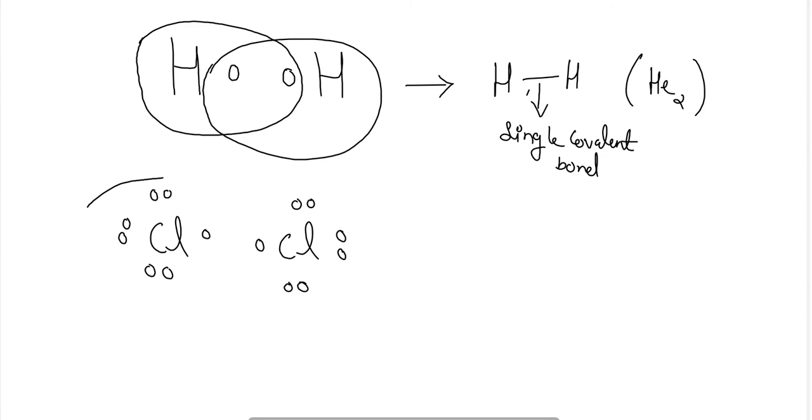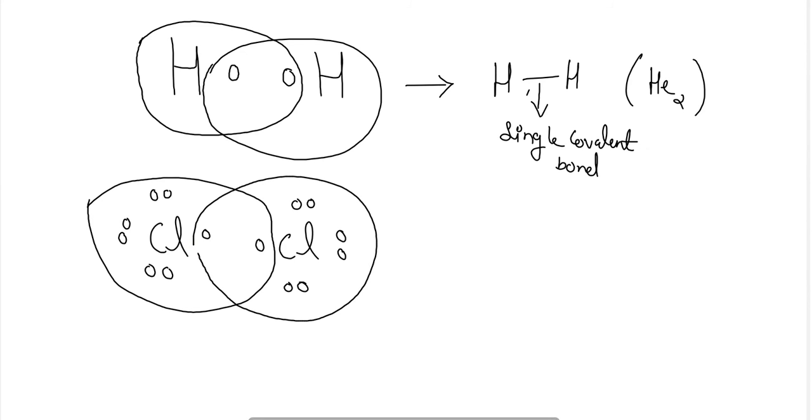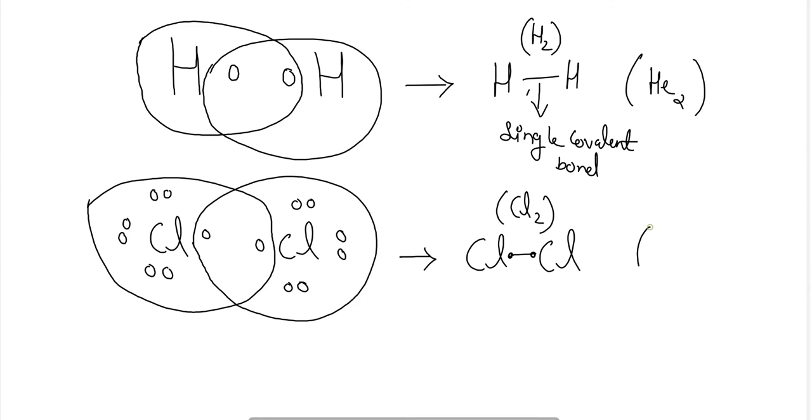Here these two chlorine atoms will share one electron per atom with each other, in order to form a single covalent bond between two chlorine atoms. It will be termed as Cl2. Here one electron has been shared, therefore it is forming a single covalent bond. After sharing of electrons, each chlorine atom has reached its nearest electronic configuration, that of argon, which is 2, 8, 8.